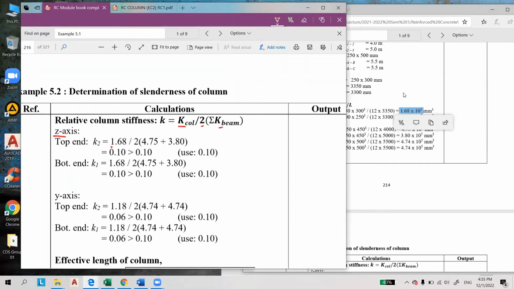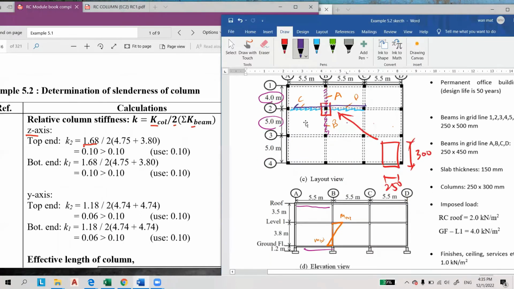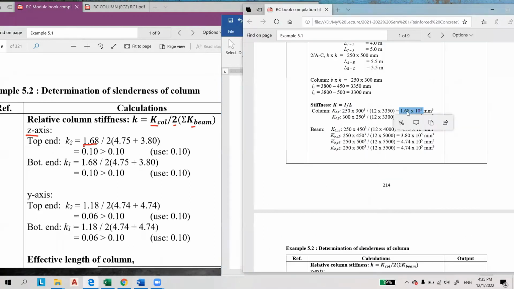Okay, K beam. This one Z axis. So column to the Z axis, which column? Which beam? Of this beam. Okay, beam A and beam B. So beam A and beam B, you refer back to here. This is beam A, as I mentioned before, and this one is beam B. So 4.75 plus 3.0.